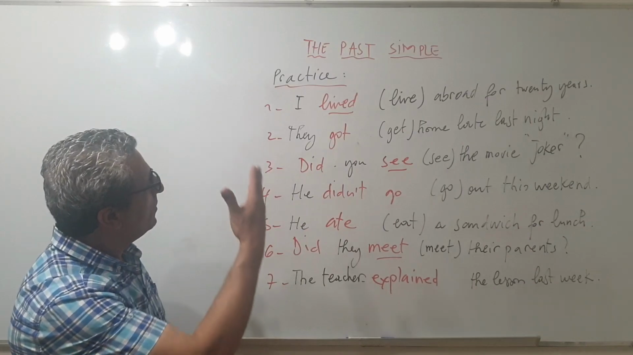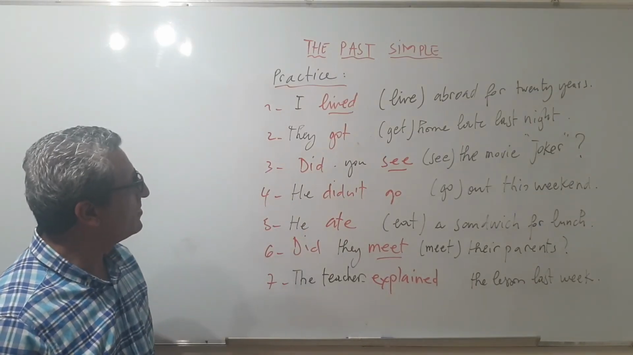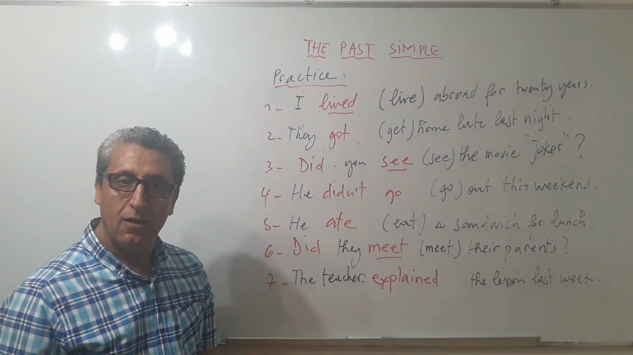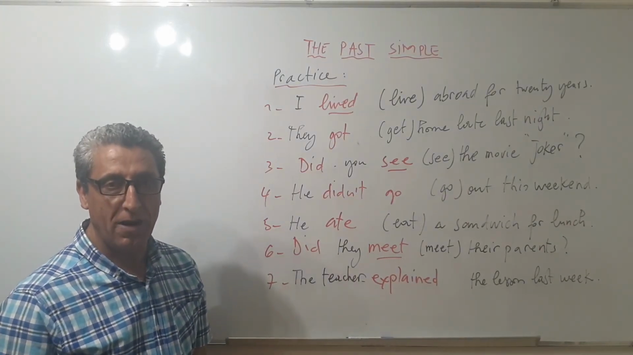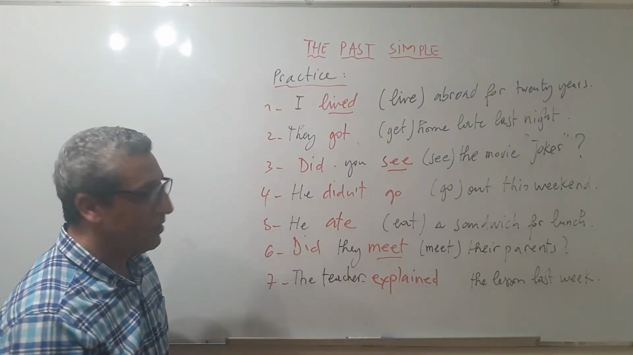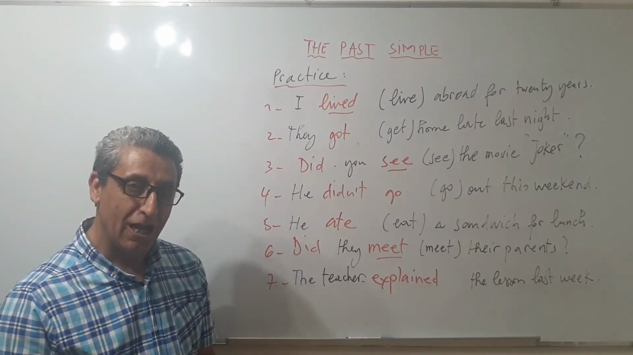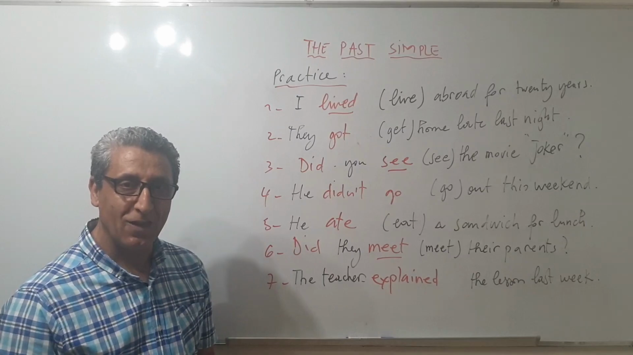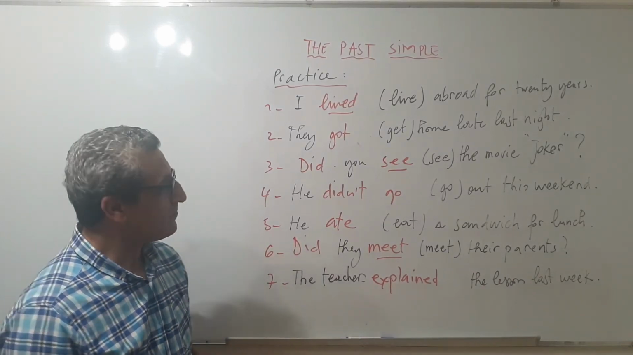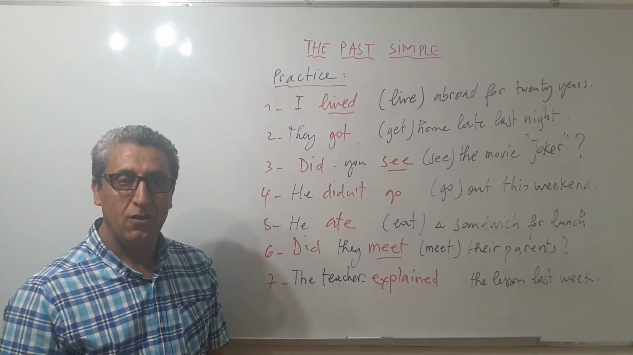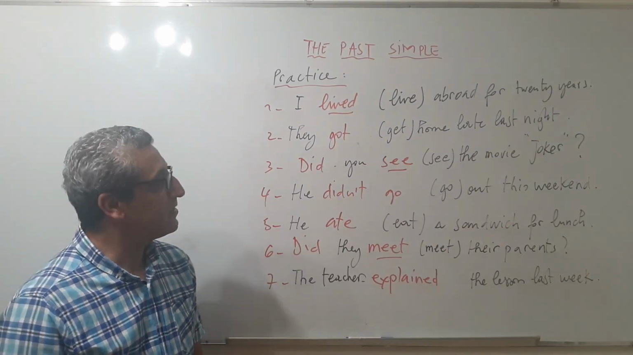Okay? Good. So these 7 sentences, they sum up what we said in the explanation of the past simple. So here we have all the ingredients, how to prepare a good dish with the past simple. Okay, so I think we are done with the past simple lesson.